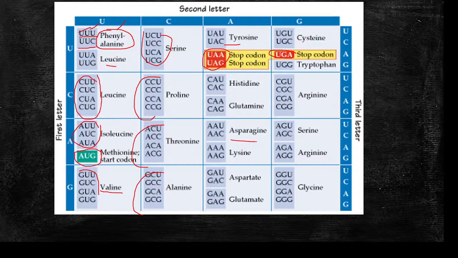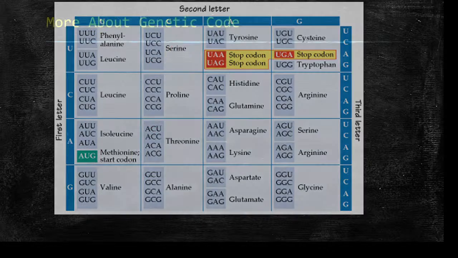Okay, in summary of this genetic code, more than one codon can code for one single amino acid. All 20 amino acids are coded by these 64 codons. Methionine AUG is the start codon. And UAA, UAG, UGA are called nonsense codons, that is, they are stop codons. So these are the important features of the genetic code.